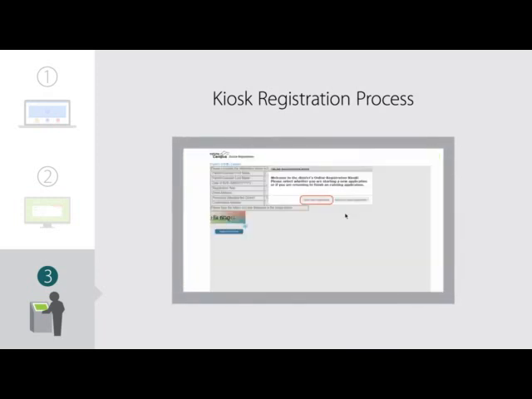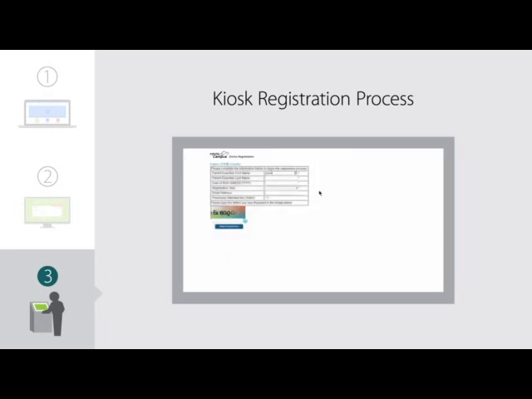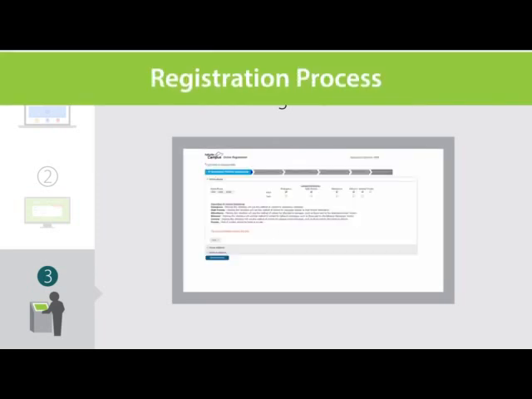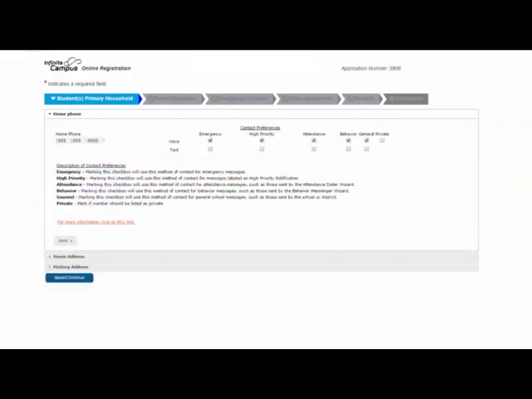Select either Start New Registration or Return to Saved Registration option. Enter your information into the fields and then click Begin Registration. Now that you have logged in, we will navigate through the following screens: Household Information, Parent Guardian Information, Emergency Contacts, Other Household, Student Entry, and Completed.